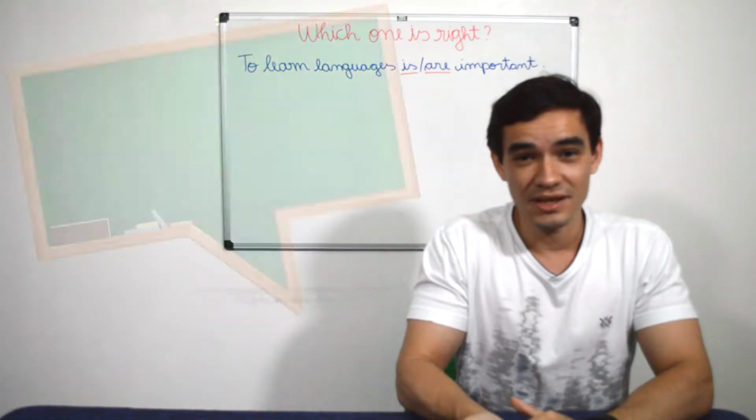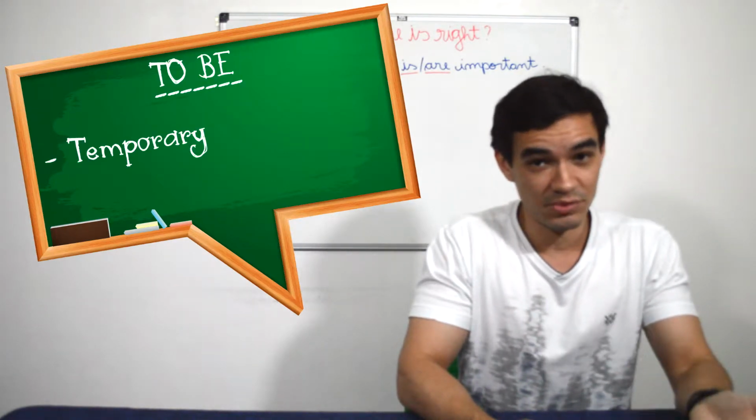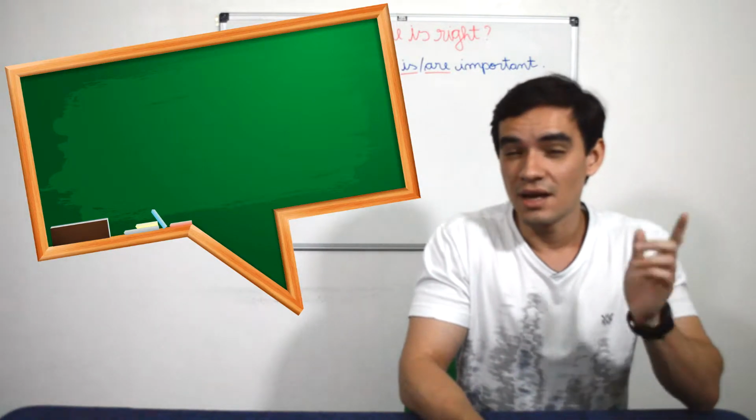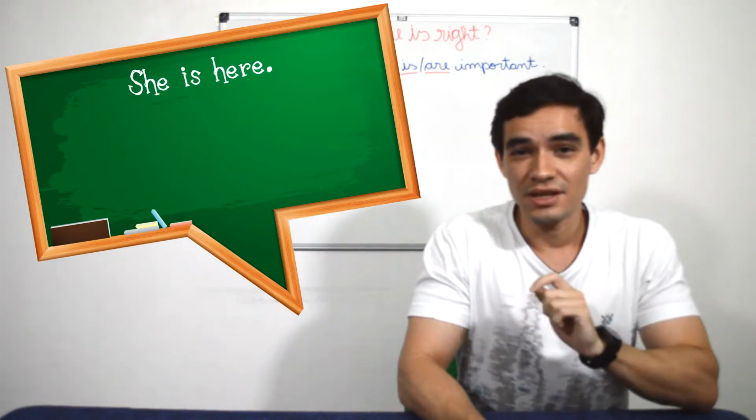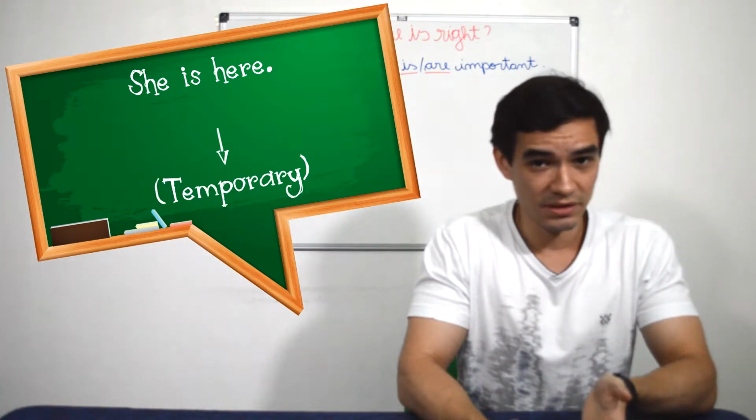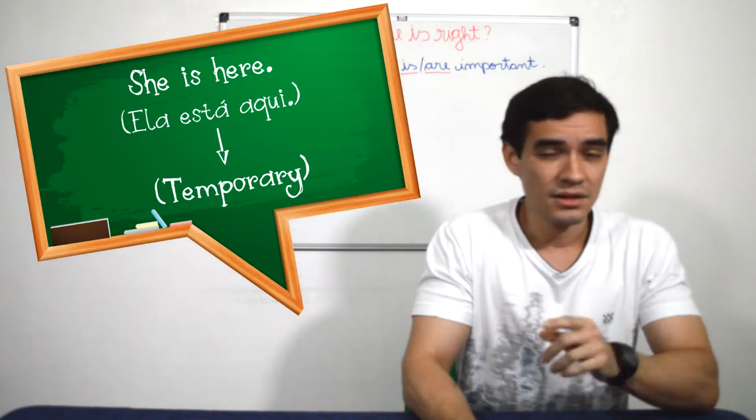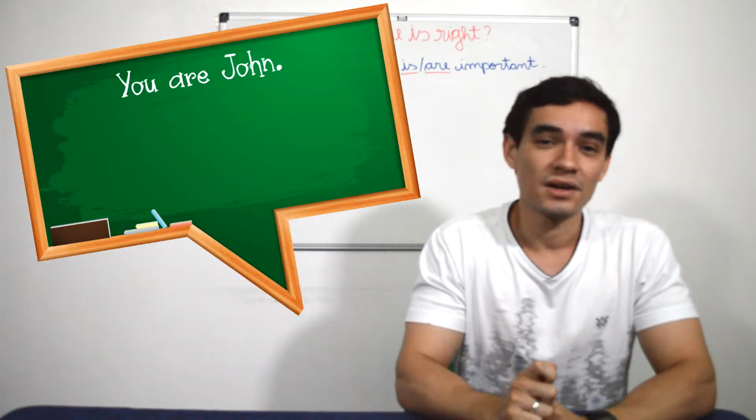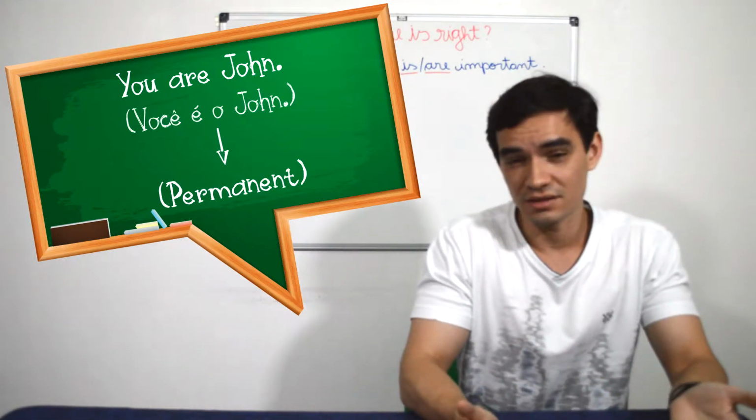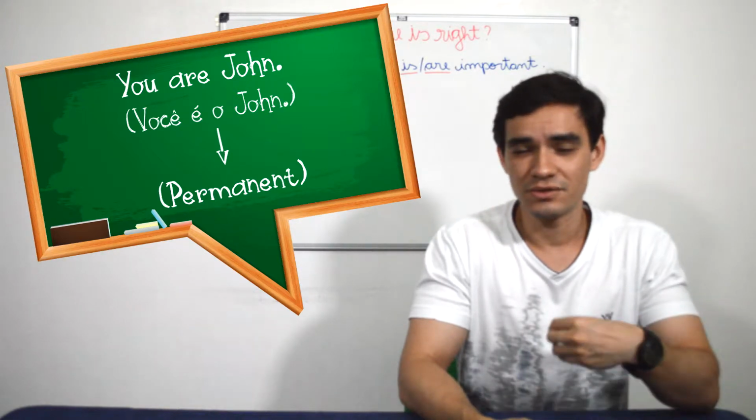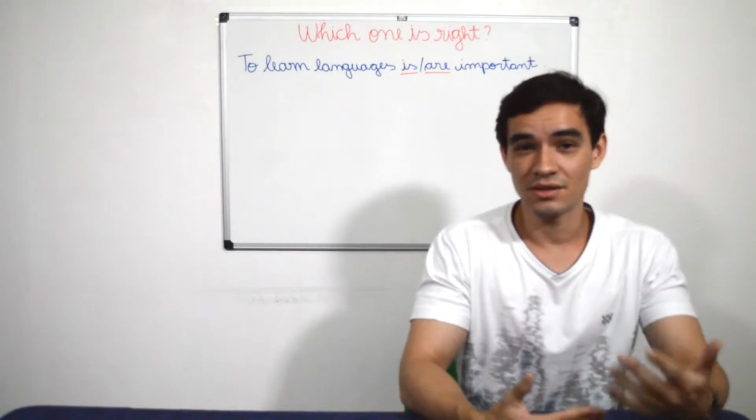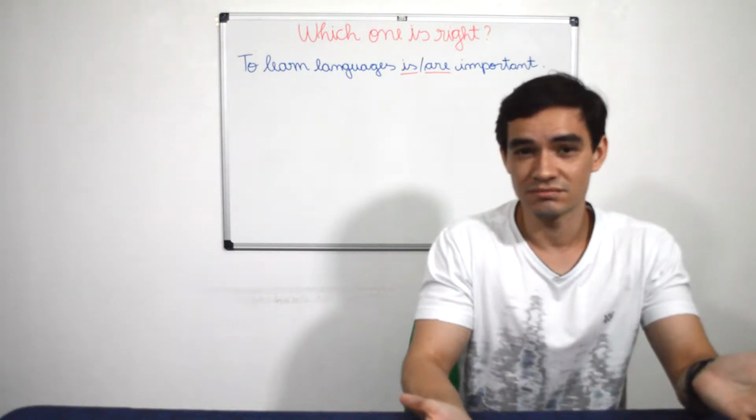Now, in those examples we gave, the verb to be may indicate something temporary, estar, or something permanent, ser, right? But take a look at this example. She is here. This example can only indicate something temporary, estar, right? And there's also the other side. You are John. This one can only indicate something permanent, ser, since it doesn't make sense for you to be John only now. See? Many times you can know just by using the sentence.